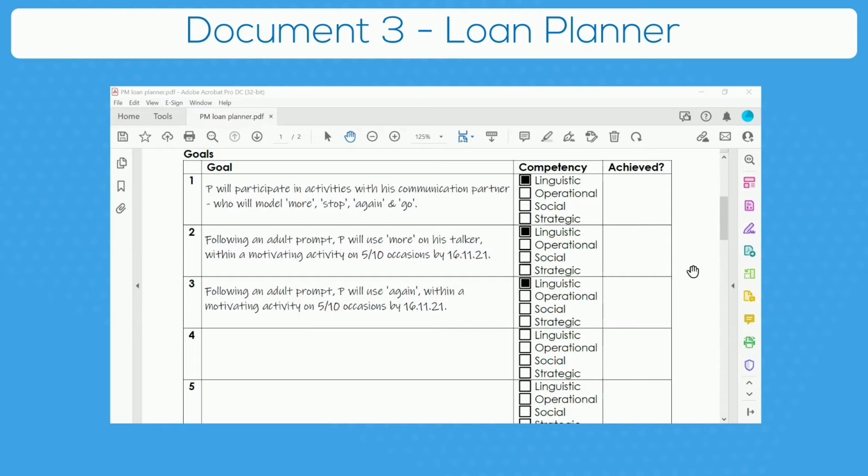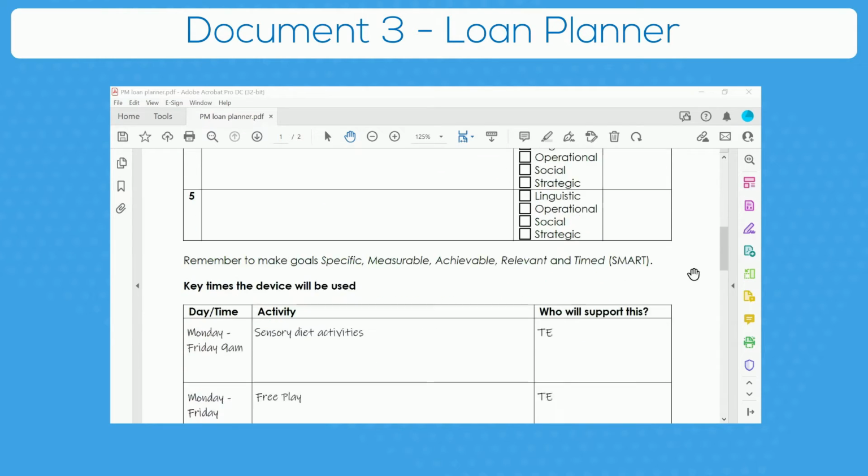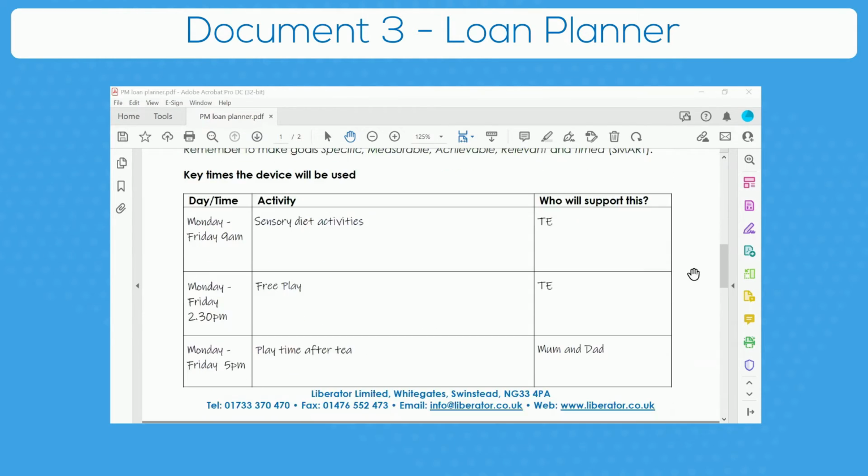All 3 goals were felt to be linguistic, and this was felt to be more than enough for Patrick for this short loan. In terms of key times the device was going to be used, it was agreed that within school day, first thing in the morning when Patrick completed his sensory diet activities would be a great time for his support worker Tom to work with him using the iPad. Tom was also going to work with him on the iPad at the end of the day when free play was available.